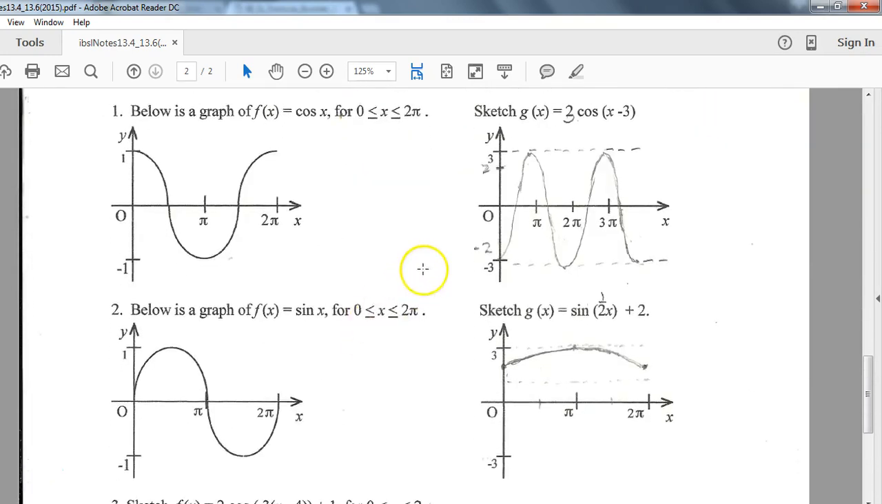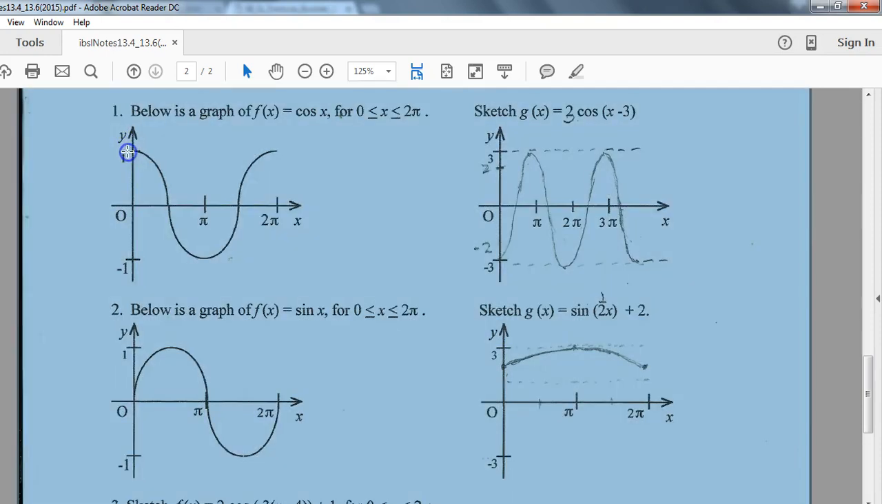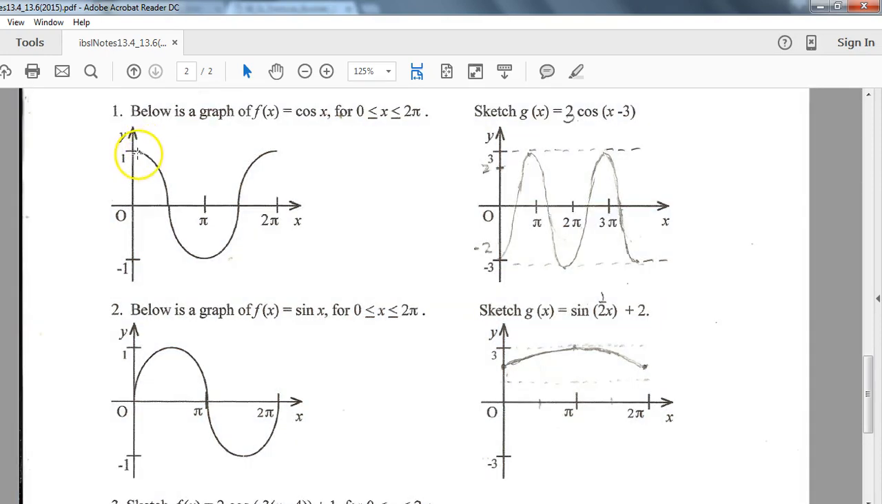So again, all these are based on a parent function sketch. If I was going to do a cosine graph, I would just apply these transformations to the parent function. If you just look at the ordered pairs for this, there are always 5 key ordered pairs within one period of a graph: (0, 1), (pi over 2, 0), (pi, -1), (3 pi over 2, 0), and (2 pi, 1). Those are your 5 ordered pairs.